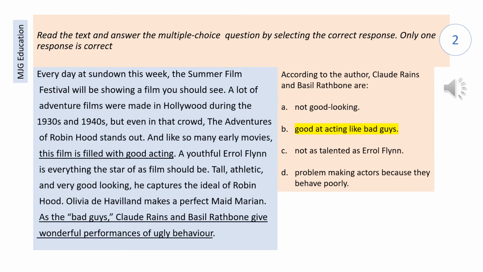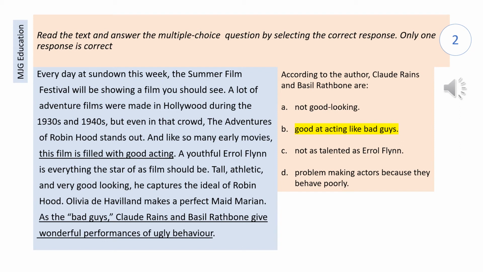For example 2, perhaps the quickest way to get to the answer would be to scan looking for the names of Claude Rains and Basil Rathbone, and that would show up in the very last sentence of the text. As the bad guys, Claude Rains and Basil Rathbone give wonderful performances of ugly behavior, and that answers to the only answer you have, good at acting like bad guys.